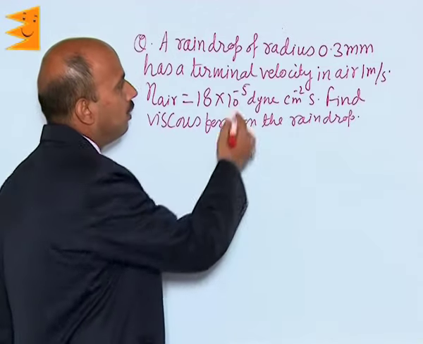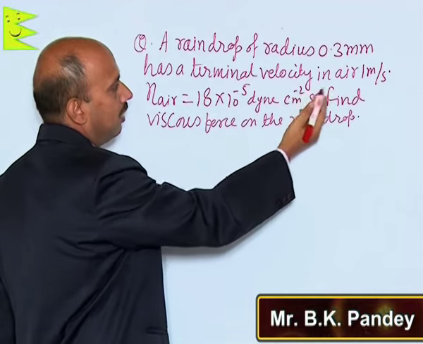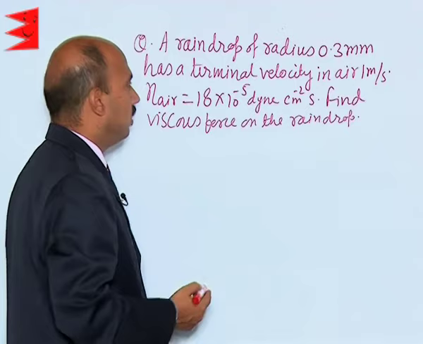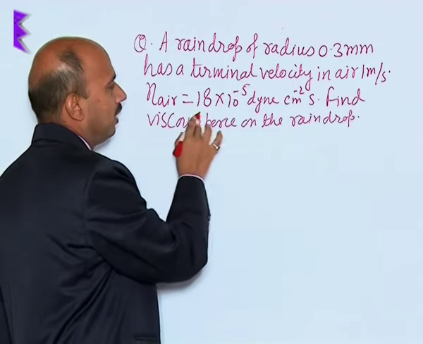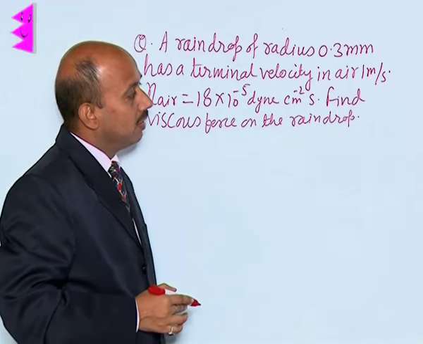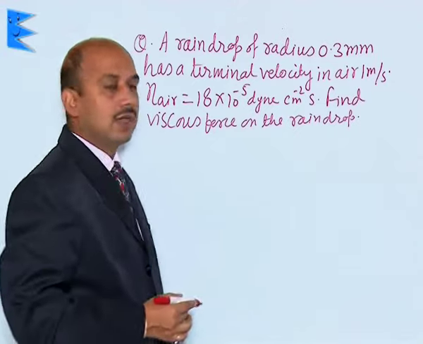See here, a raindrop of radius 0.3 millimeter has a terminal velocity in air of 1 meter per second. Air is also acting as a fluid, and the coefficient of viscosity of air is equal to 18 into 10 raised to power minus 5 dyne per centimeter square second. Find the viscous force on the raindrop.